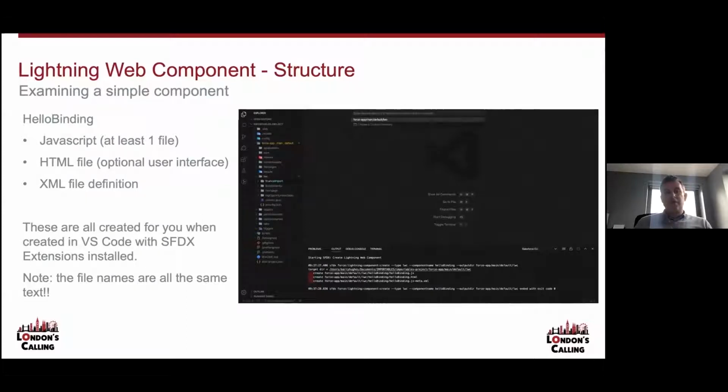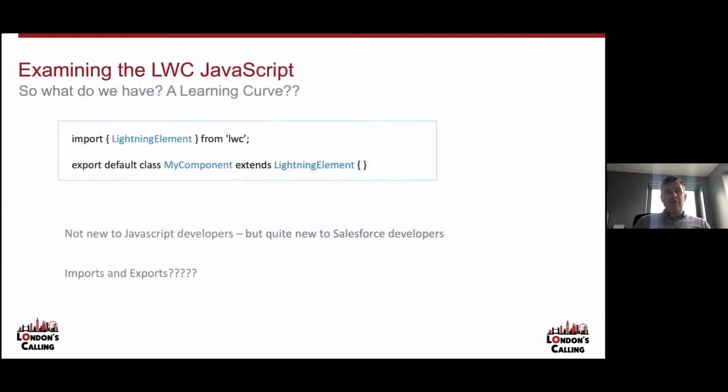Just a word of caution with this file structure: one of the most important things is that these files all share the same name, and it is case sensitive. But when you create your very first Lightning Web Component, the first thing you see in JavaScript is these 2 lines. And this is new to most Salesforce developers, the idea of importing and exporting JavaScript code. It's pretty standard for most JavaScript developers, especially in the world of ES6, but this is new to a lot of Salesforce developers. So what exactly are imports and exports? What do these lines mean? And what else can we import and export?